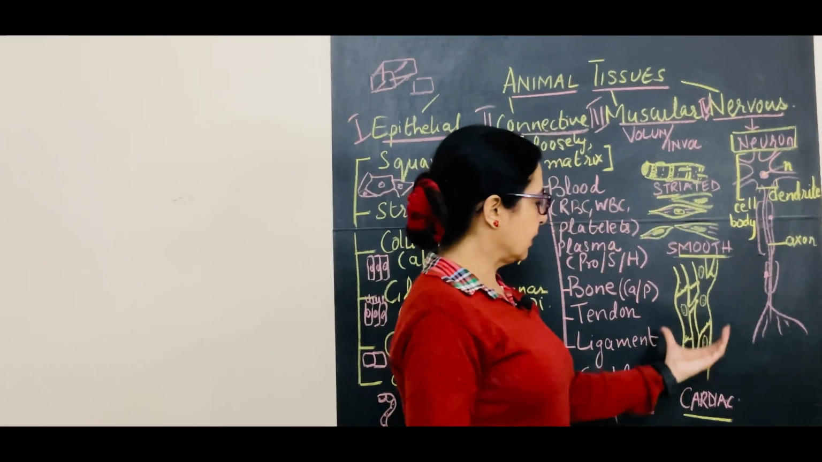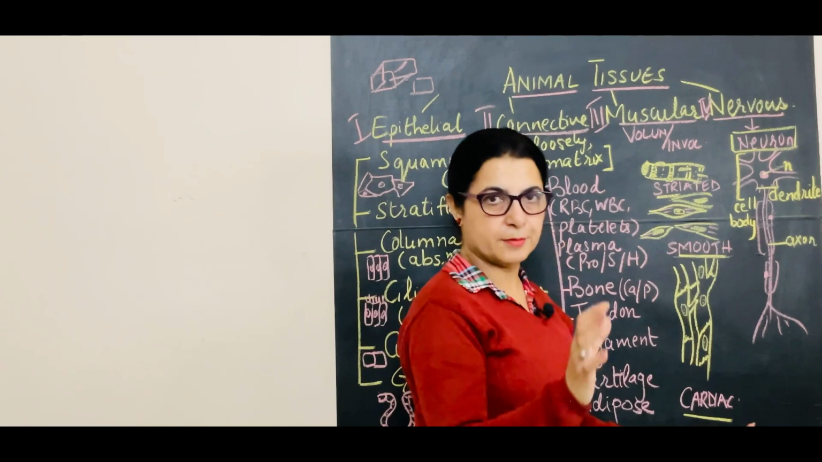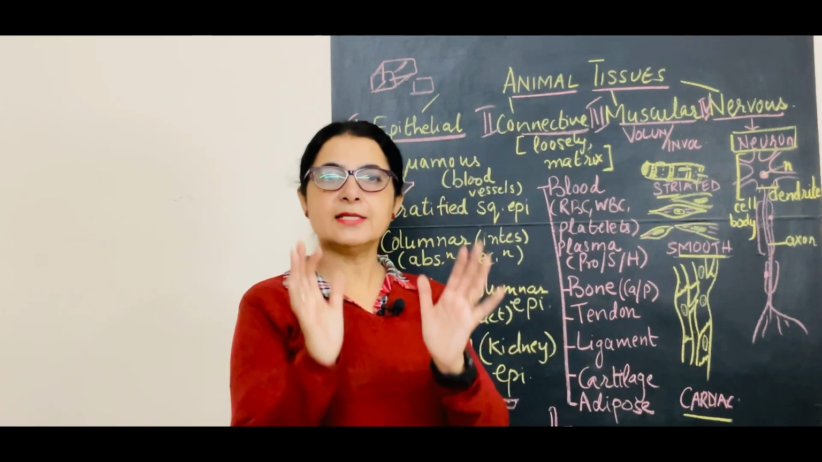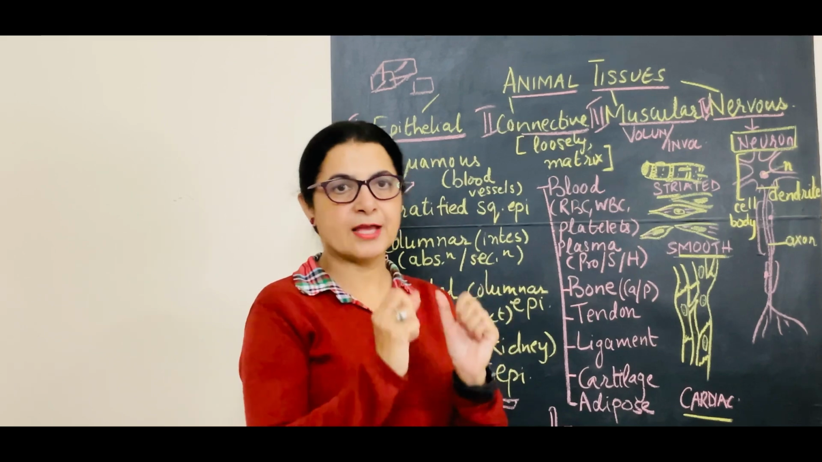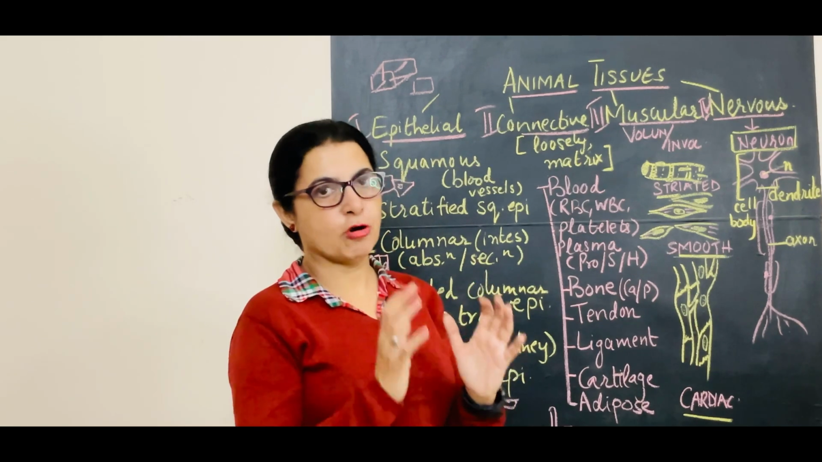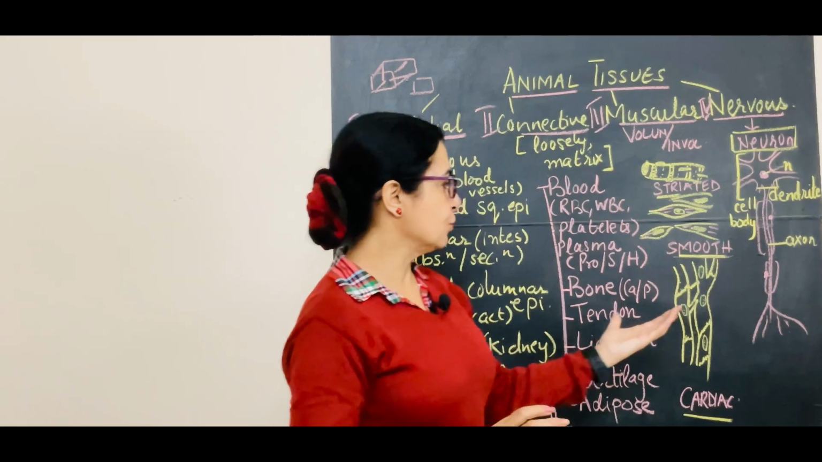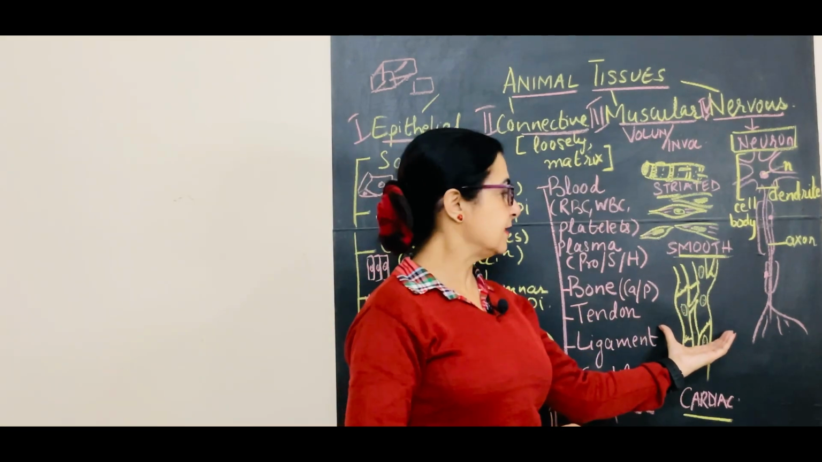Now then we come to the cardiac muscles. Cardiac means heart. So the cardiac muscles are the heart muscles. And we also know that these heart muscles are helping the heart to contract and relax so that it can pump the blood. So they are very, very strong muscles. Just remember one thing, students, that these are the branched muscles and they are also uninucleated.